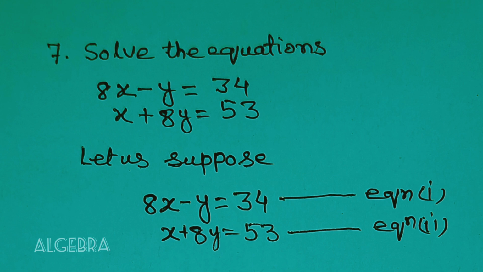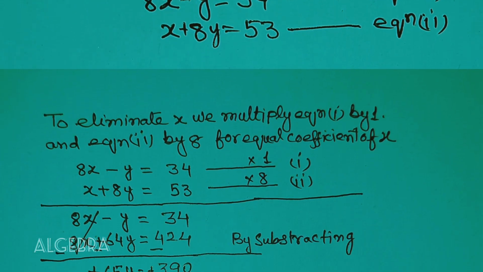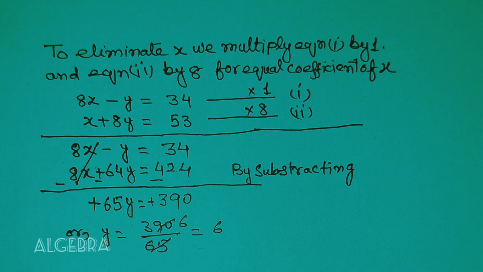7. Solve the equations 8x minus y is equal to 34 and x plus 8y is equal to 53. Let us suppose 8x minus y is equal to 34, equation 1, and x plus 8y is equal to 53, equation 2. To eliminate x, we multiply equation 1 by 1 and equation 2 by 8 for equal coefficient of x. So 8x minus y is equal to 34 multiplied by 1, and x plus 8y is equal to 53 multiplied by 8. 8x minus y is equal to 34, and 8x plus 64y is equal to 424. By subtracting, 65y is equal to 390, or y is equal to 390 by 65 is equal to 6.